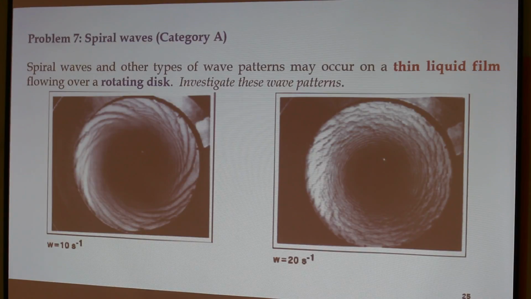Next, another monster problem. Cat A: spiral waves and other types of wave patterns may occur on a thin liquid film flowing over a rotating disc. Sounds familiar? Rotating disc. But this time round, you don't put a ball on it, you put water on it. Investigate these wave patterns.